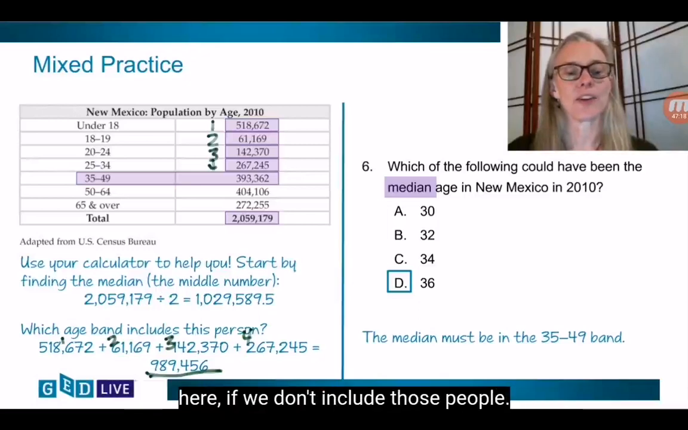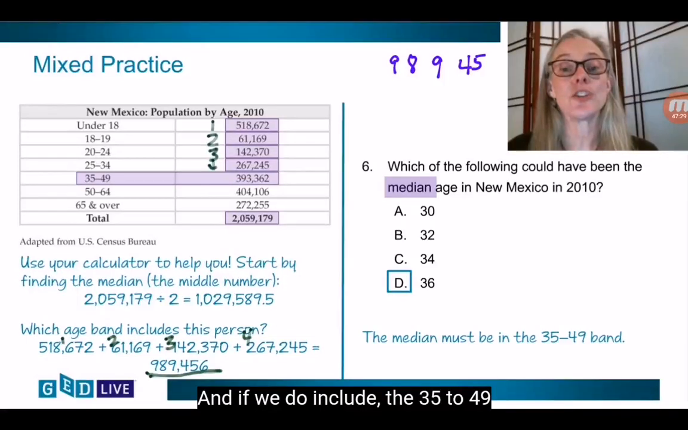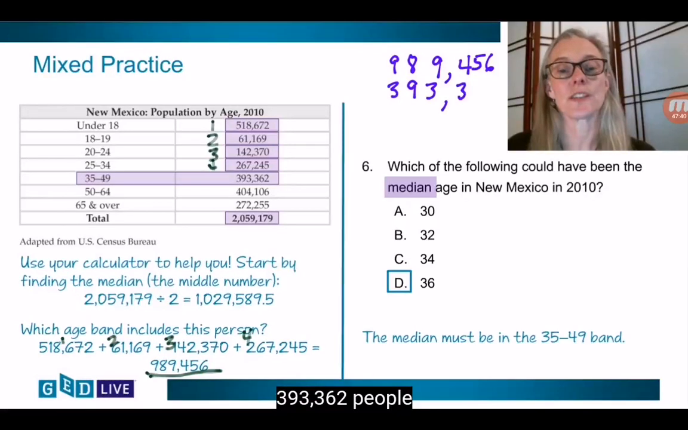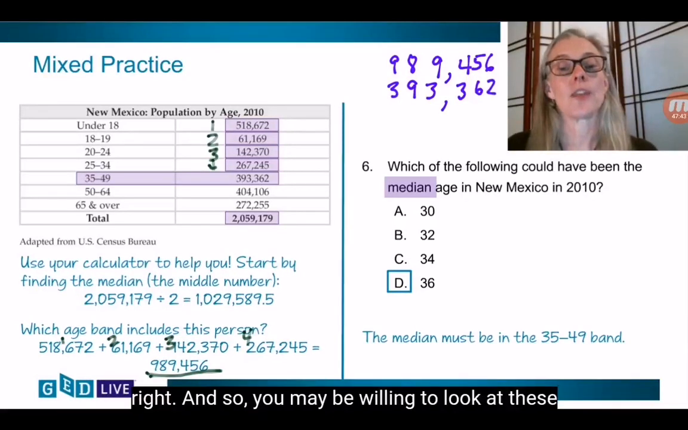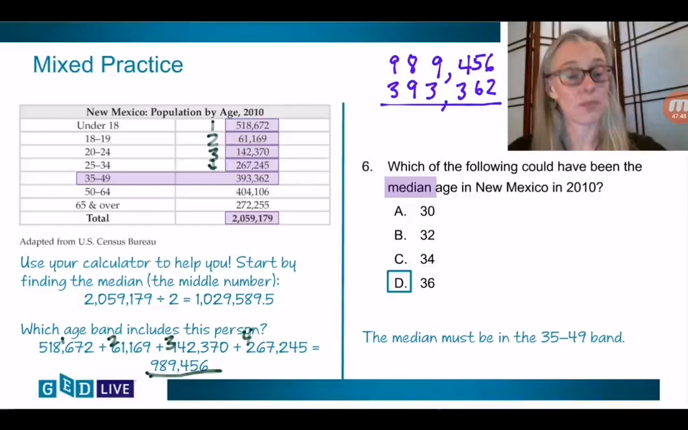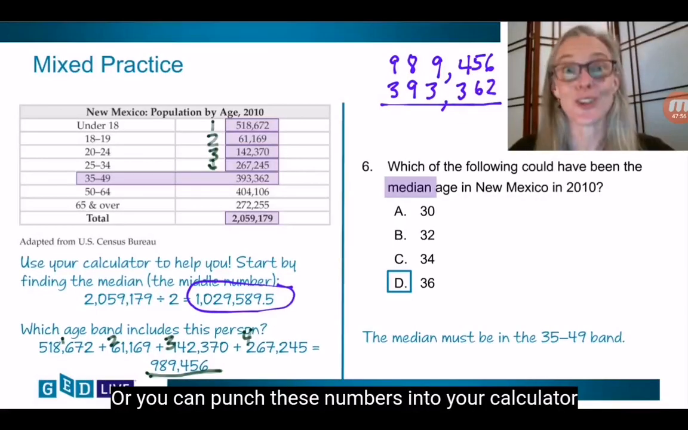Actually, let me use my other pen here. If we don't include those people, we are at 989,456. And if we do include the 35 to 49 age range people, right, we're adding a whole 363,362 people. And so you may be willing to look at these numbers and say, that is going to take me so far past that 1,029,589th person that I need. Or you can punch these numbers into your calculator too.